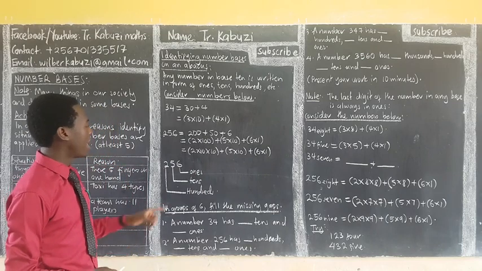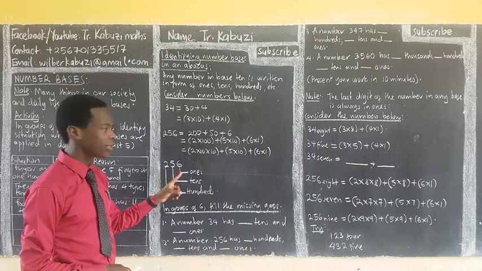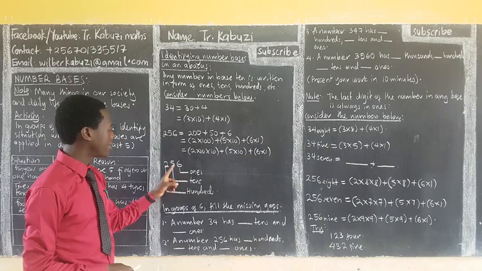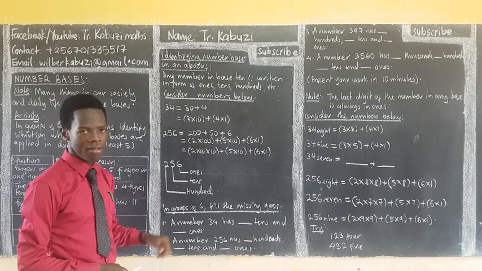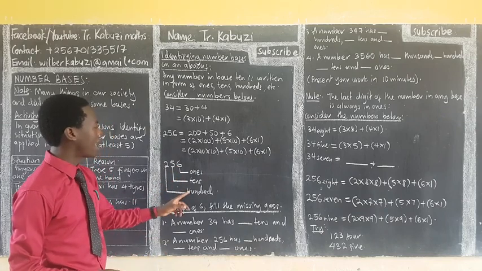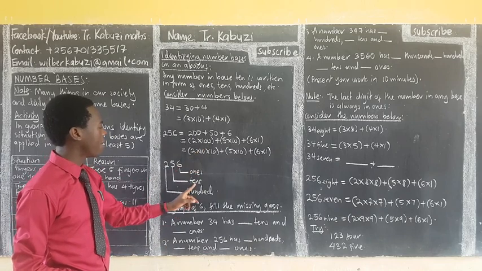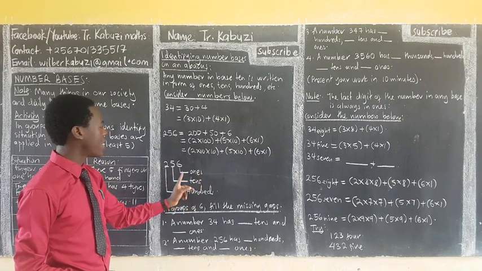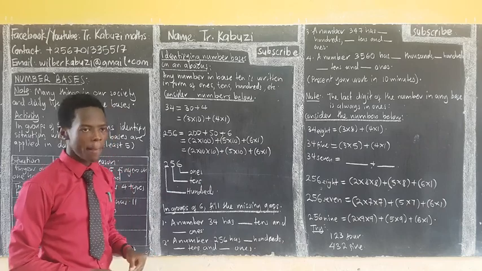Be careful. I think remember this is how teachers used to draw: ones, tens, then hundreds. I think you can see it there. 5 is in tens, and then 6 is in ones there.